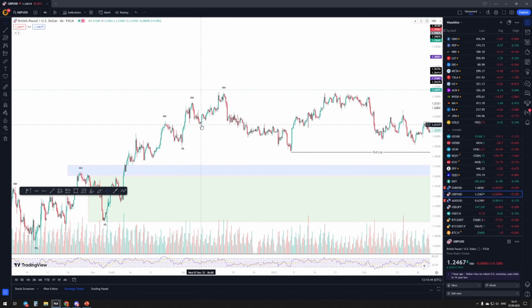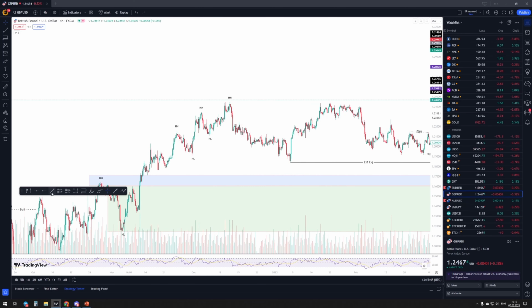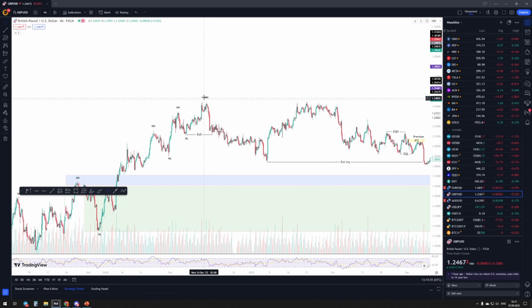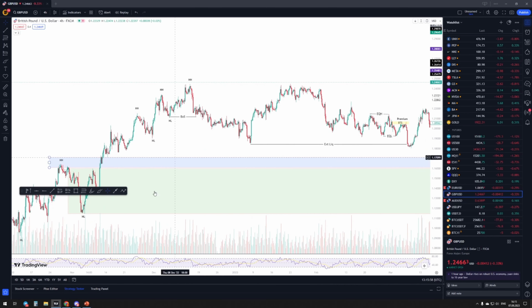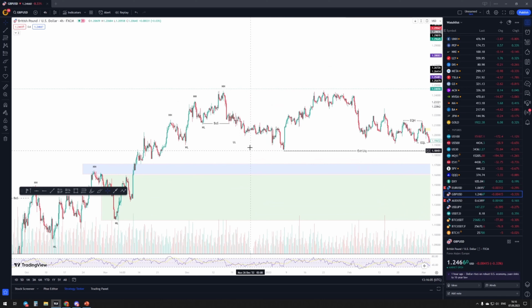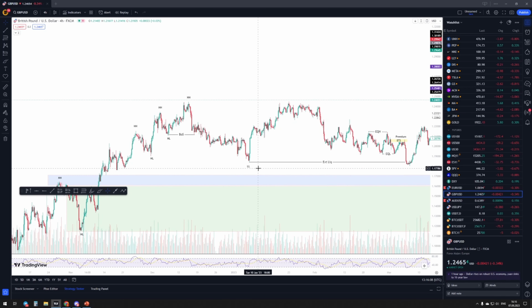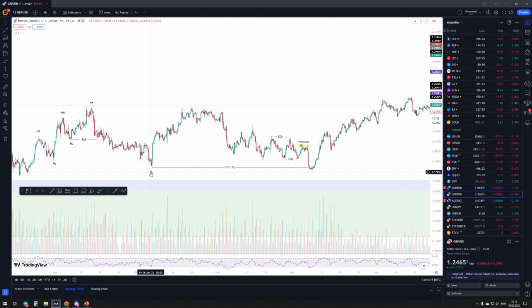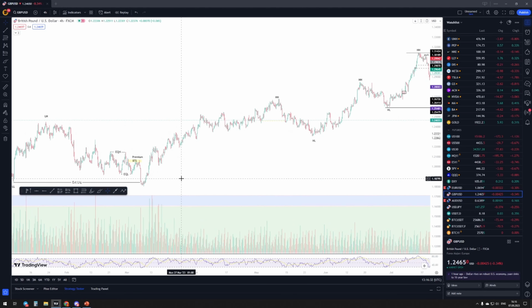So when we broke the structure, this is a break of market structure. But we had a downtrend. This is going to be a lower low. This is going to be a lower low. And we didn't have an uptrend for such a long time, so this is going to be our lower high, and so on. I will continue.